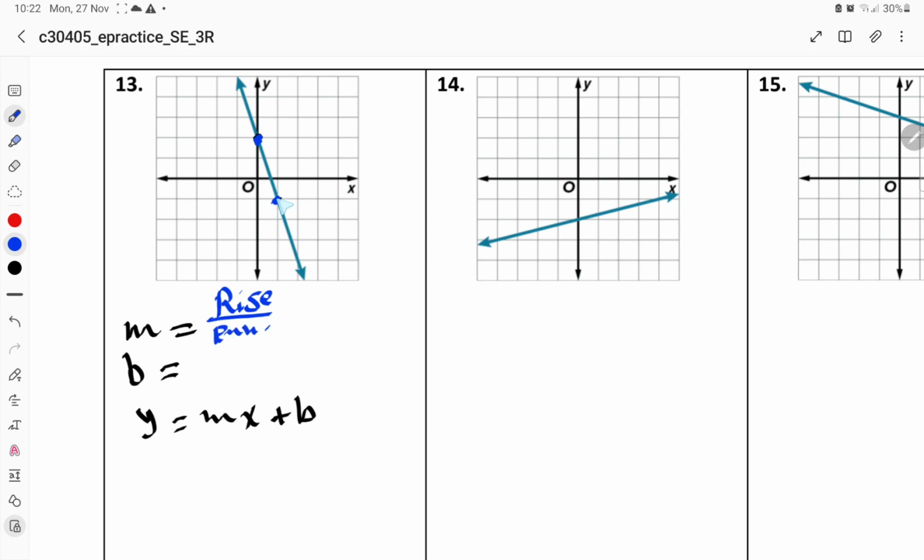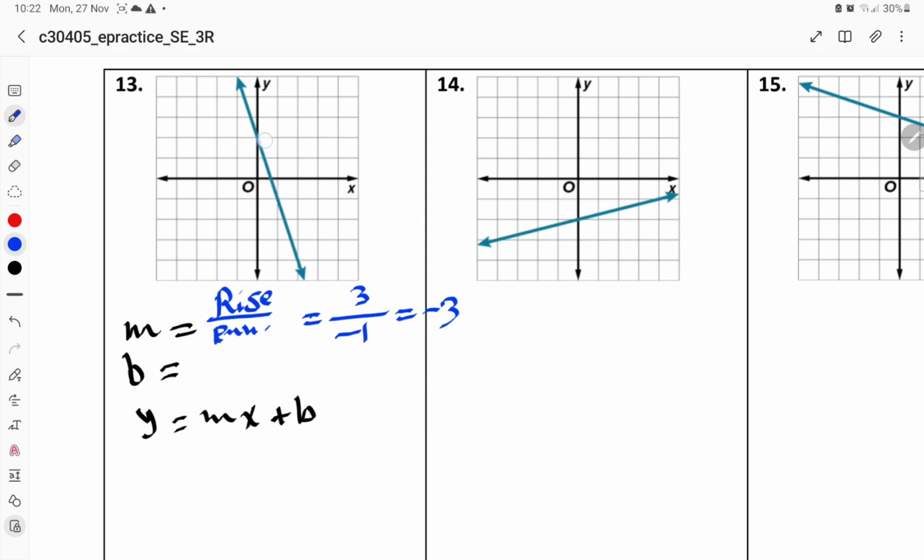Rise, going up, how many steps? Count with me, 1, 2, 3. So I went up 3 steps. And then I will go to the left, how many steps? 1 step. So 3 over -1. So the slope is 3 over -1, which is -3.